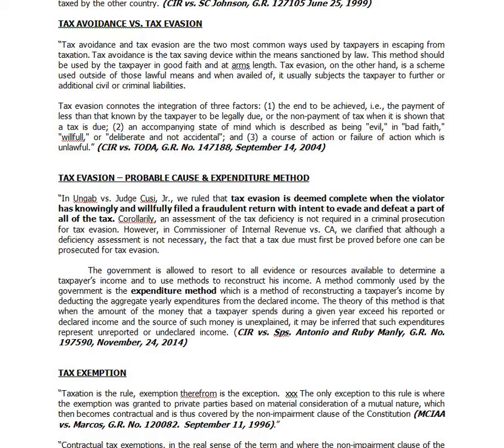Okay, so you have these concepts of tax avoidance and tax evasion. Right? Tax avoidance is legal, while tax evasion is, well, you could be imprisoned for that. You just read CIR versus TODA, you just remember that tax evasion connotes the integration of three factors: the end to be achieved, an accompanying state of mind which is described as being evil, in bad faith, willful or deliberate and not accidental, and of course, a course of action or failure of action which is unlawful.